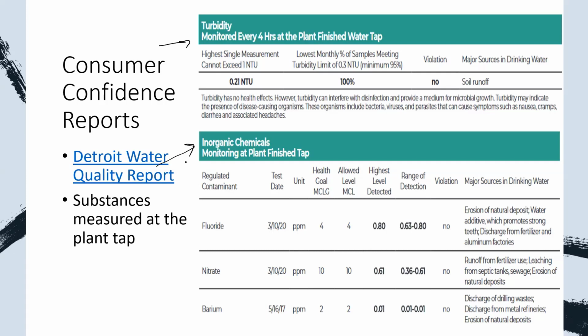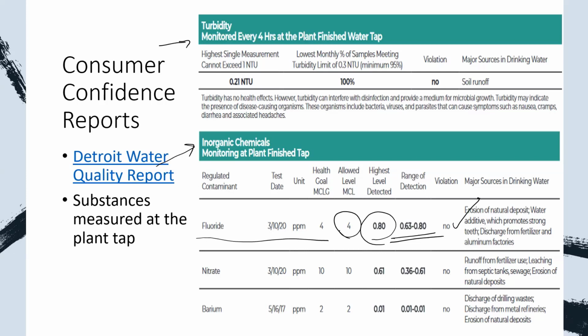It also provides information about inorganics. So for instance, it has information about fluoride and when it was sampled, the MCL which is 4, and the highest level that is detected, which was 0.8. So you can see that it is significantly less than the MCL, and the range that was detected is 0.63 to 0.8. So there's no violation.